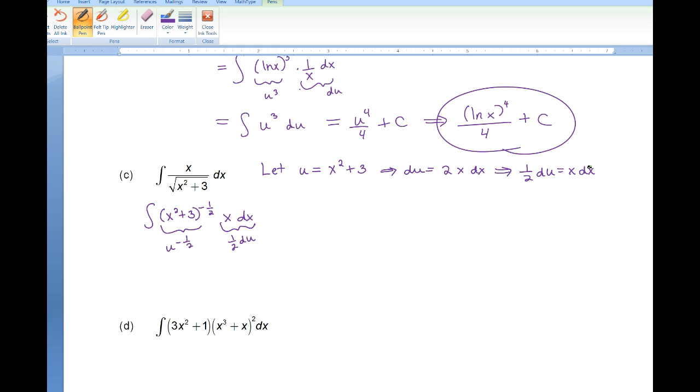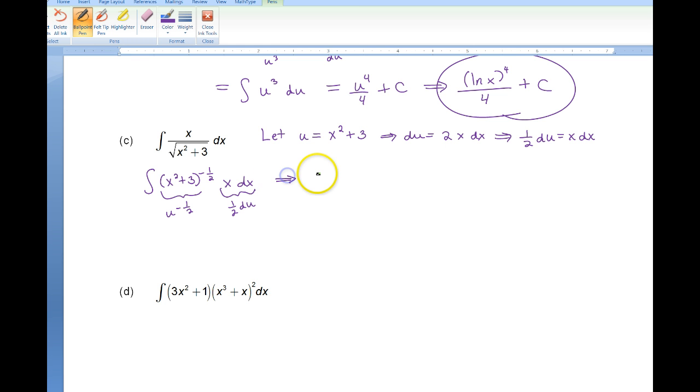Okay, so how would we rewrite this now with u? So it's 1/2 in front. Look, I have it right here: u to the negative 1/2 times 1/2 du. So then I have this 1/2 times u to the 1/2 power over 1/2. And what happens to the 1/2s? They cancel. So it's really just u to the 1/2 plus c.